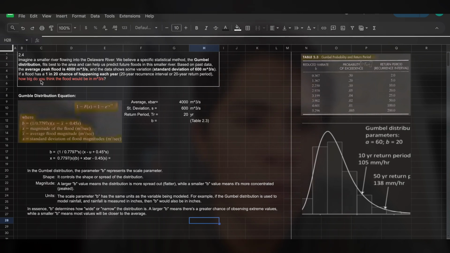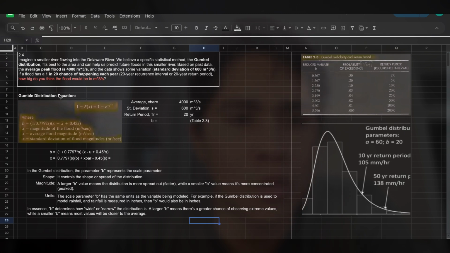If a flood has a 1 in 20 chance of happening each year, or in other words, a 20-year recurrence interval or a 20-year return period. These are different ways to say the same thing. How big do you think the flood will be in cubic meters per second? So they're already telling us that the flood in this river fits the Gumbel distribution equation.